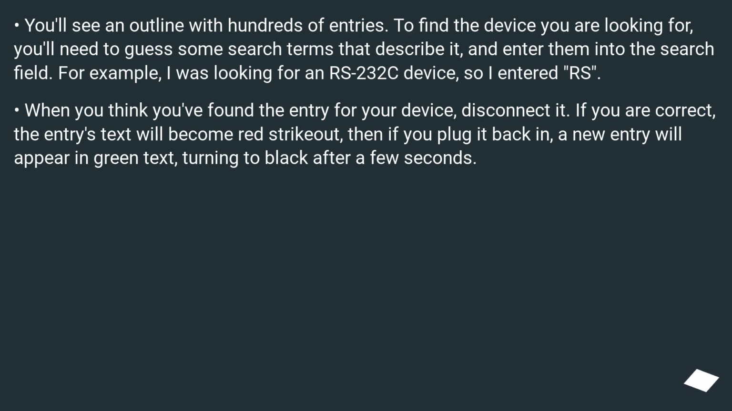For example, I was looking for an RS-232C device, so I entered RS. When you think you've found the entry for your device, disconnect it. If you are correct, the entry's text will become red strikeout, then if you plug it back in, a new entry will appear in green text, turning to black after a few seconds.